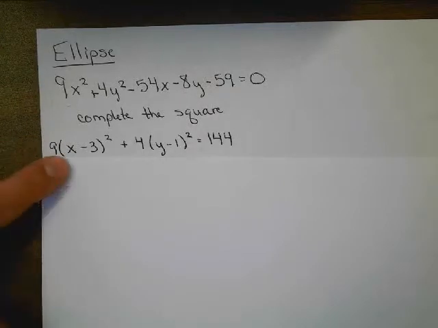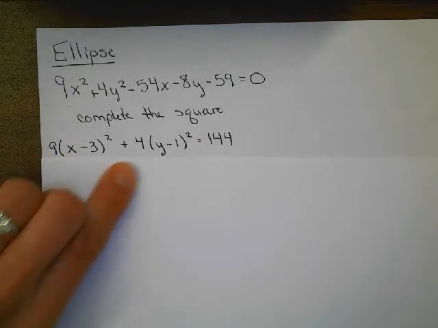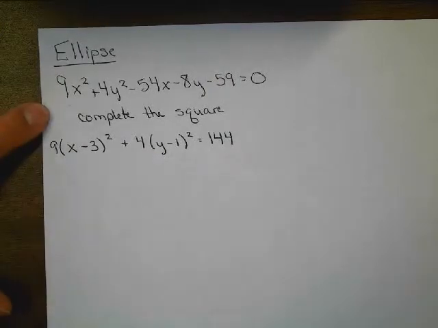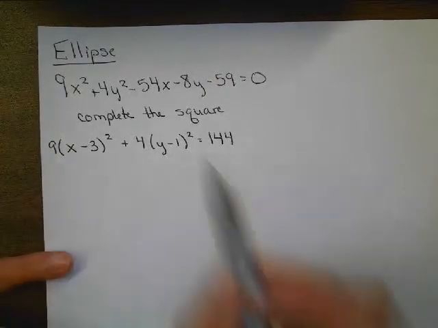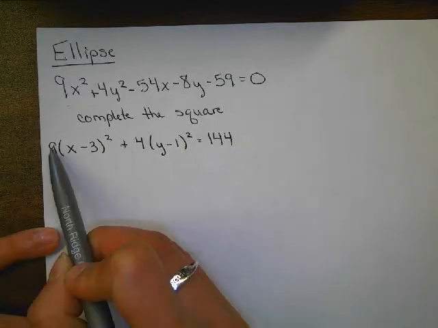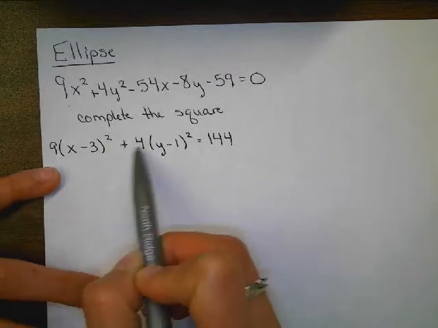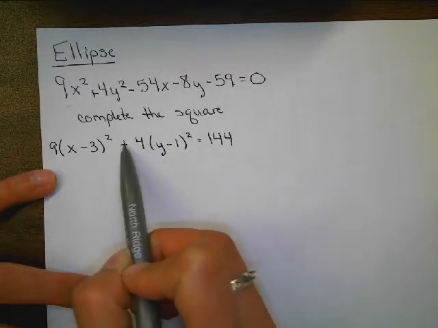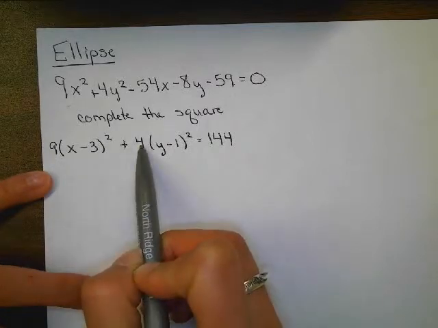Notice I factored out the 9, and then this is the completed square part. Factored out the 4, and that's the completed square part as well. Now, for an ellipse, and we know it's an ellipse because we have an addition sign here, and these constants out front are not the same. So that means we have an ellipse.